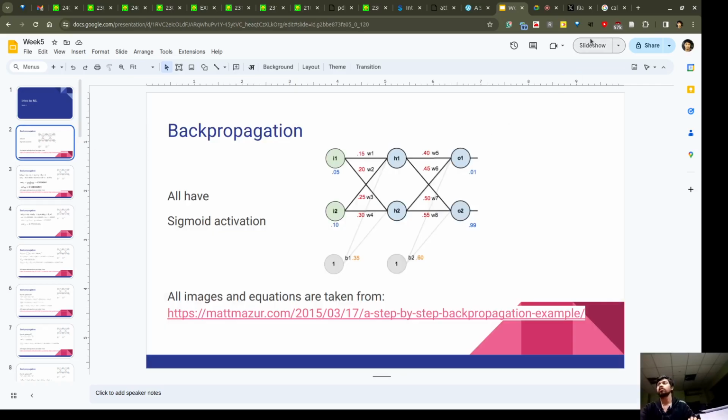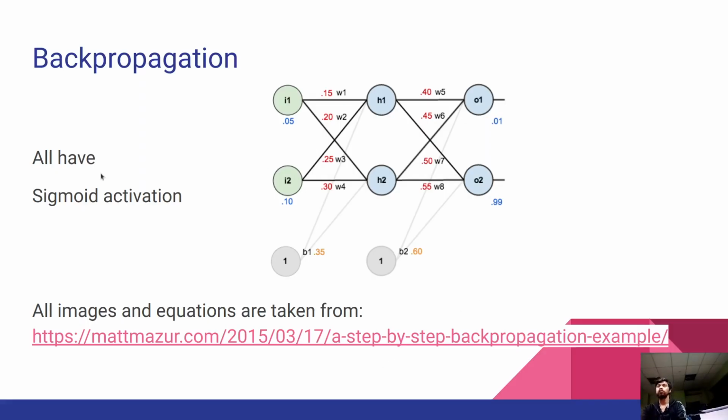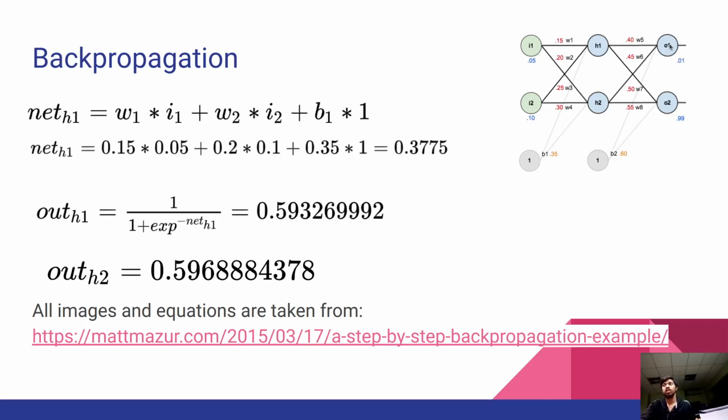So here we are discussing the backprop algorithm. In this case, at first we have to calculate the outputs, then find the loss function, and then backpropagate. To find H1, we have to multiply W1 into I1, so this weight into this input, and this weight into this.